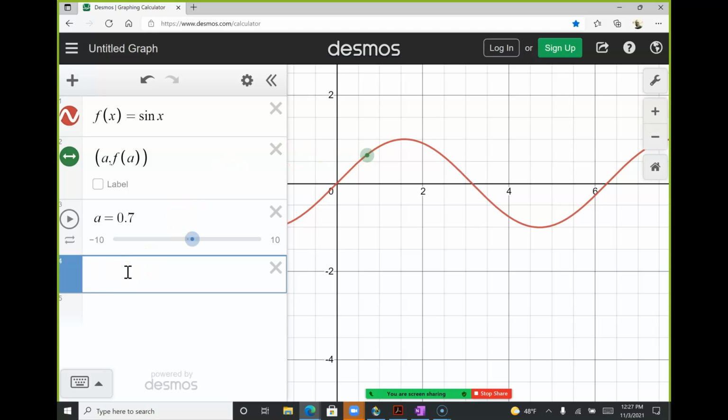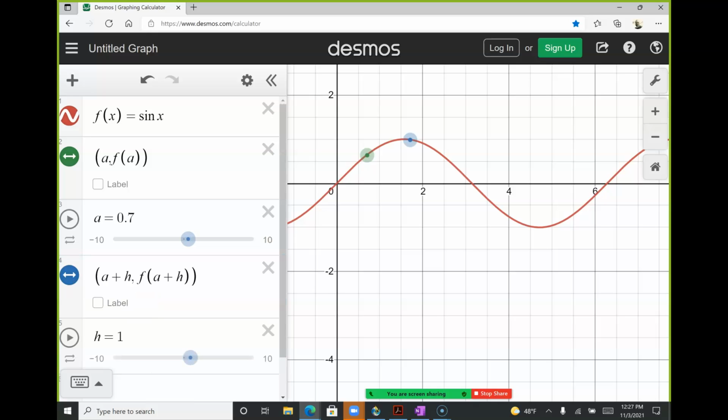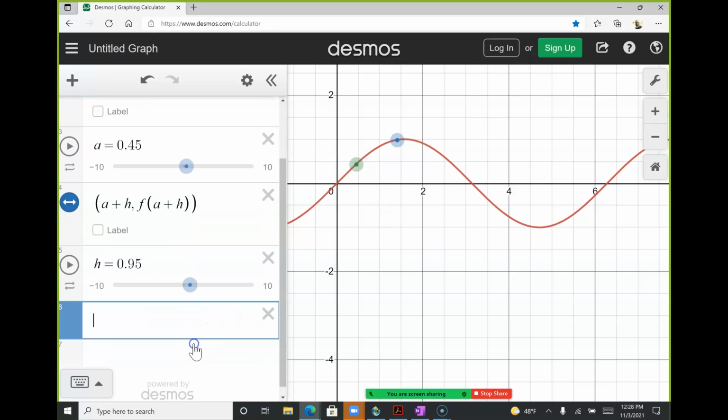My second point is a plus h comma f of a plus h. Again, last time I did this, I used sine for my function. Now I'm using f. So there's my second point. If I drag my second point, you see my value of h changes. If I drag the first point, that second point drags along with a distance of h between them, right? And now I want to connect those two with the secant line, right?